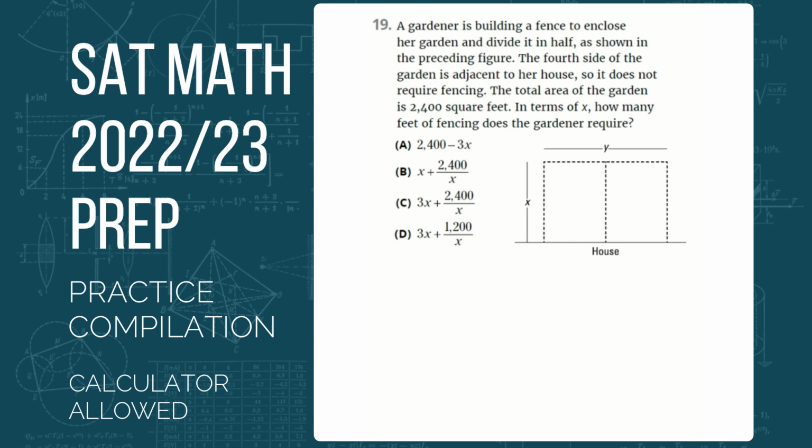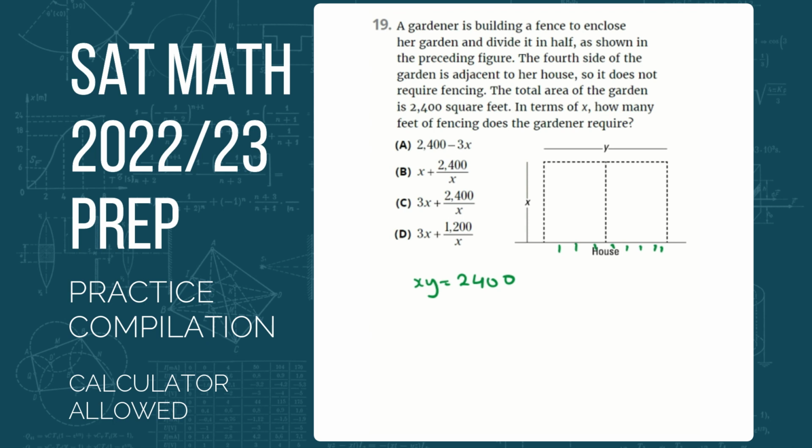A gardener is building a fence to enclose her garden and divide it in half as shown in the preceding figure. The fourth side of the garden is adjacent to a house, so it does not require fencing. So this part does not require fencing. The total area of the garden is 2,400 square feet. Let's write that down: x times y is equal to 2,400.